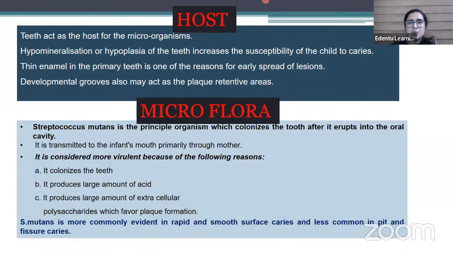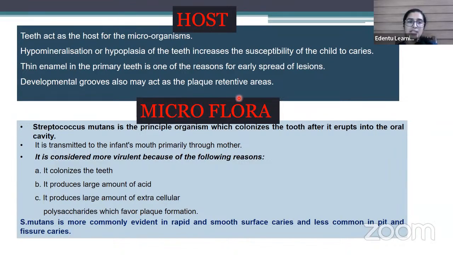So though we have multiple etiologies, the one which I would like to explain would be the host, that is nothing but the teeth. Hypomineralization or hypoplasia of the teeth increases the susceptibility of the teeth to caries. Thin enamel in the primary teeth is one of the common reasons why there would be an early spread of the lesions, and also the presence of developmental defects.